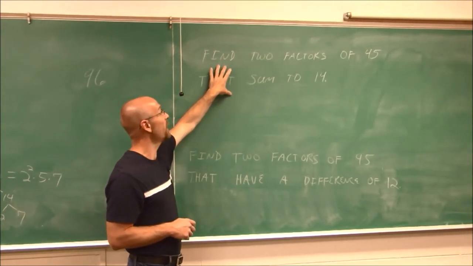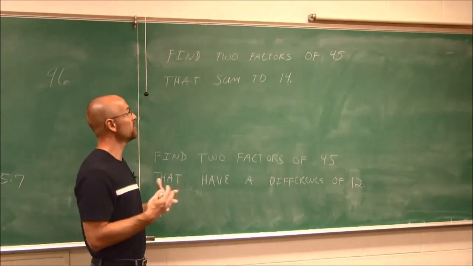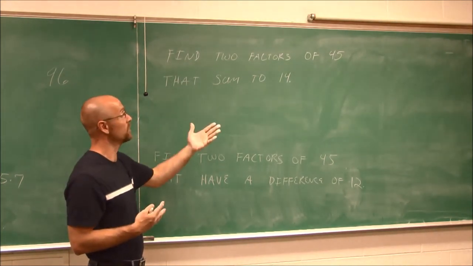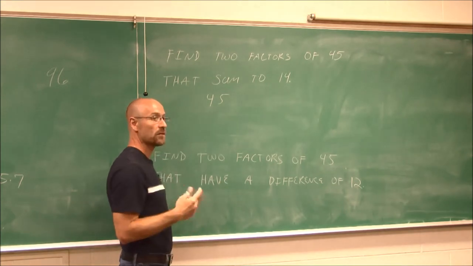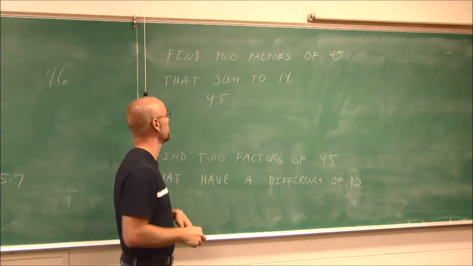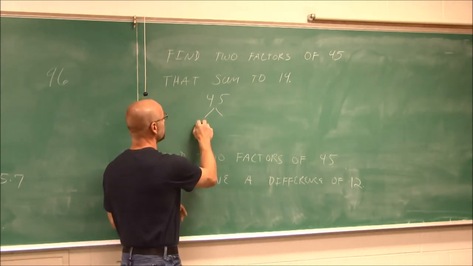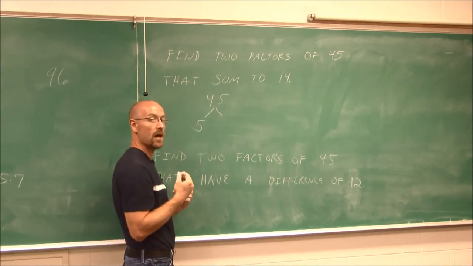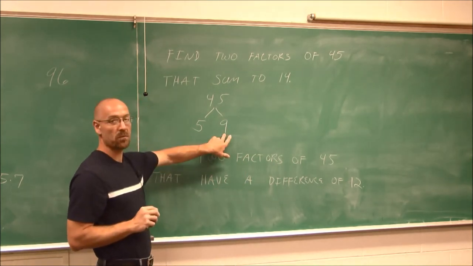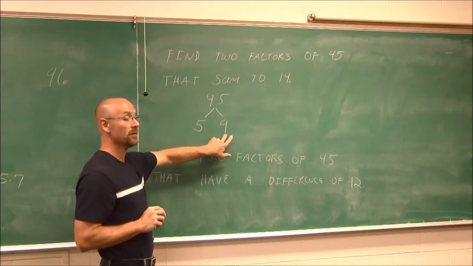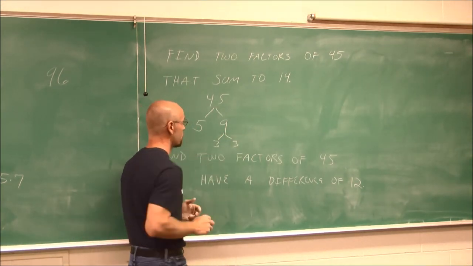It asks us to find 2 factors of 45 that sum to 14. Here's where we can break it down using prime factorization. Well, what are the factors of 45? That's the first thing we have to determine when we read this. Well, I look at 45 and I say, hey, it is divisible by 5. 5 times what is 45? Well, we find out it's 9. Is 9 a prime number? No, it's divisible by 3. So let's break it down even further.